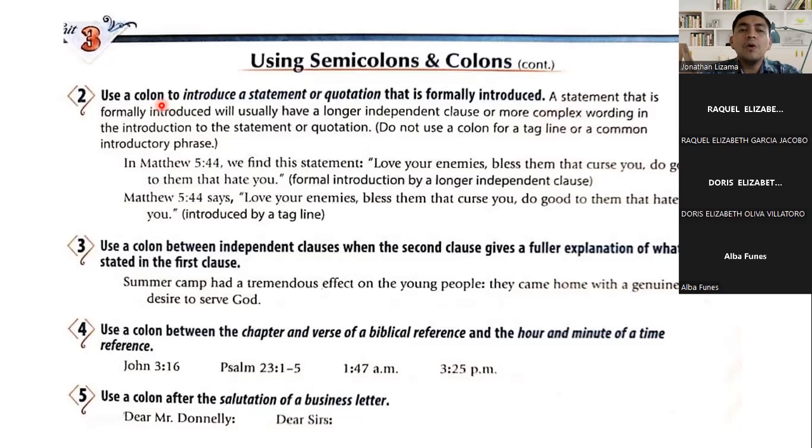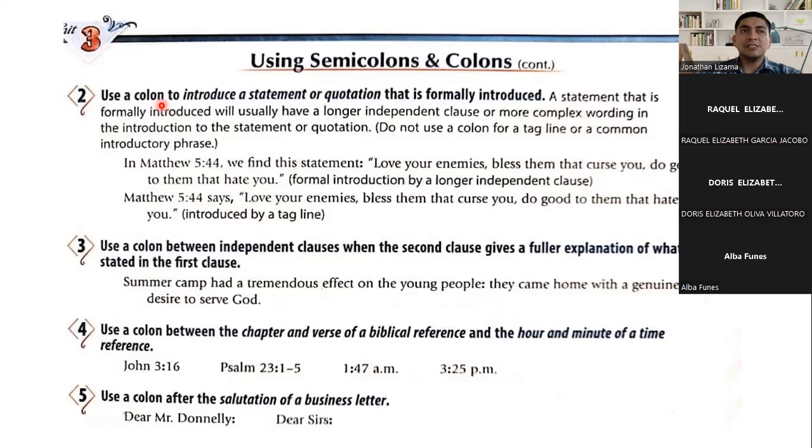For example, in Matthew 5, colon, 44, we find this statement, colon, open the quotations, love your enemies, bless them that curse you. En pocas palabras, si usted va a citar las palabras que alguien más dijo, vamos a utilizar las quotation marks, ¿verdad? Si vamos a citar un quote, como quien dice, si yo digo, hey guys, do your best and God will do the rest, ¿verdad? Y uno de ustedes quiere citar mis palabras en una escritura.